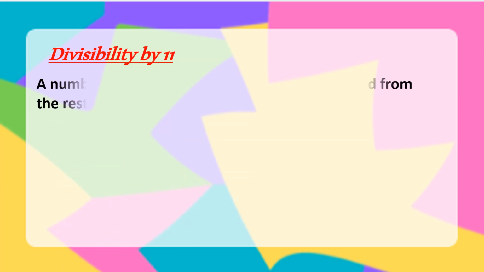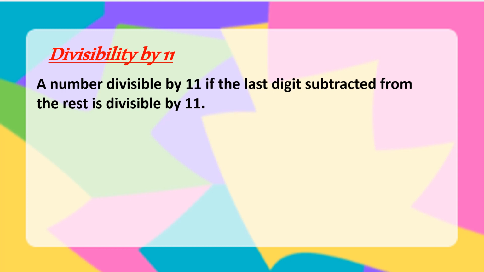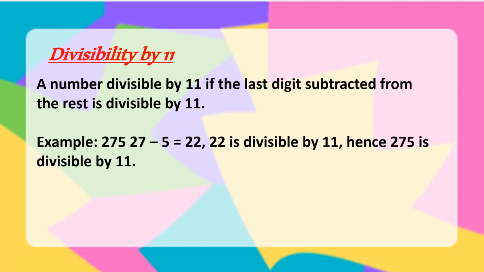Let's have divisibility by 11. A number is divisible by 11 if the last digit subtracted from the rest is divisible by 11. Example, 275. The remaining digits are 27. And the last digit is 5. So 27 minus 5 is 22. 22 is divisible by 11. Hence, 275 is divisible by 11.